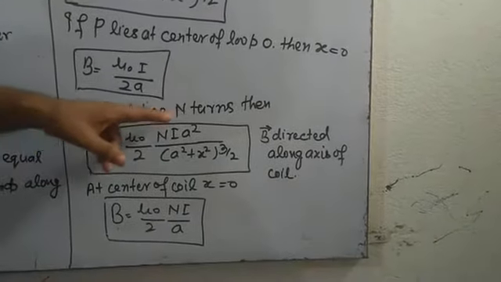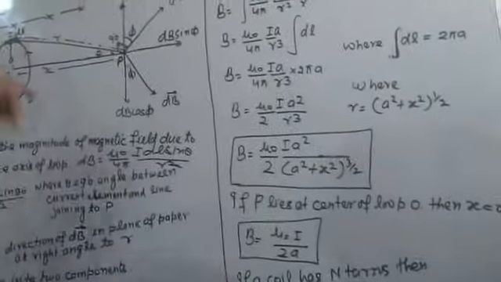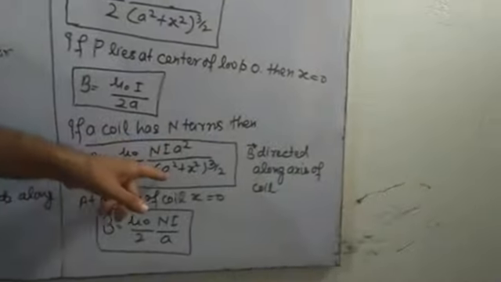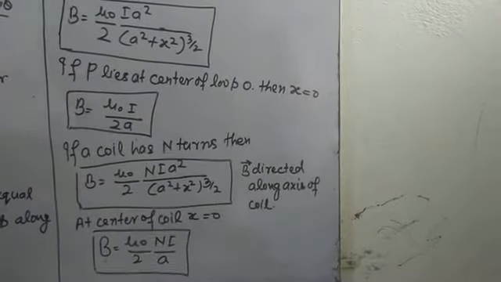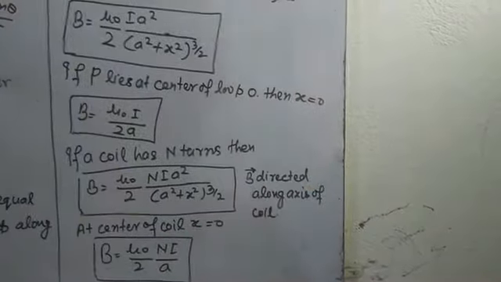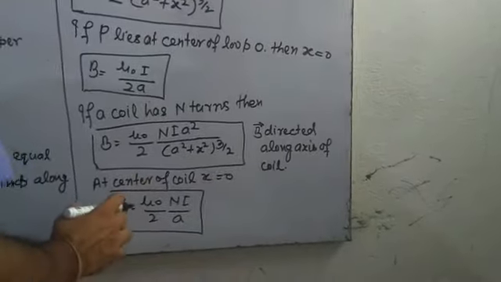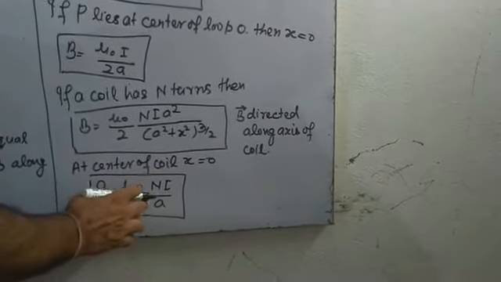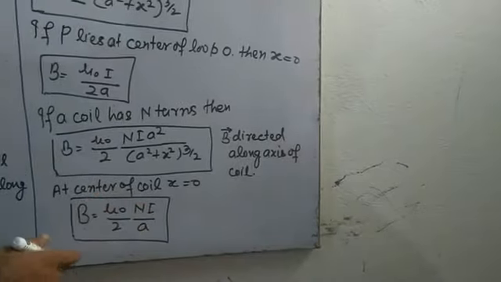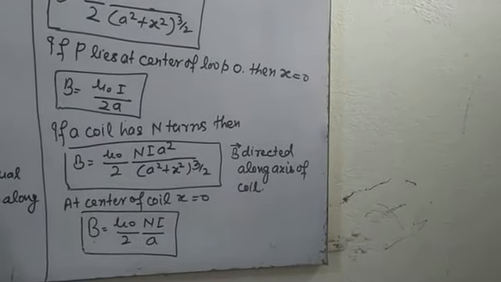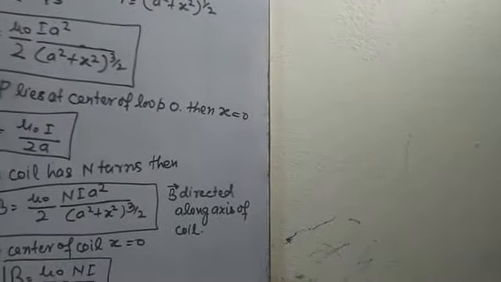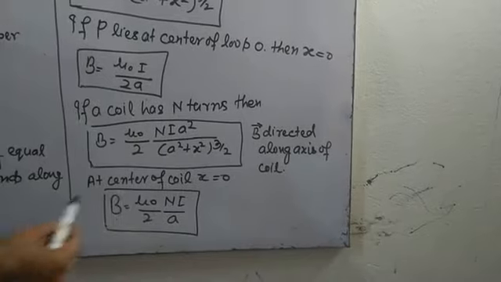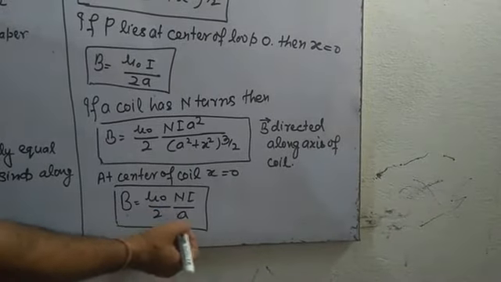If the coil has n turns, then B equals mu naught by 2, n I a square upon (a square plus x square) to the power 3 by 2. Vector B is directed along the axis of the coil. At the center of the coil, x equals 0, and B equals mu naught by 2, n I by a, that is, B equals mu naught n I upon 2a.